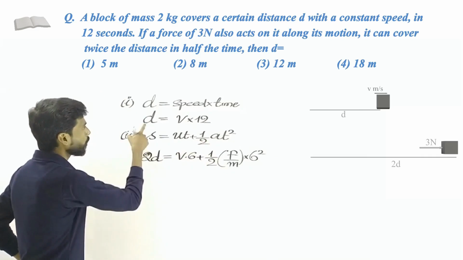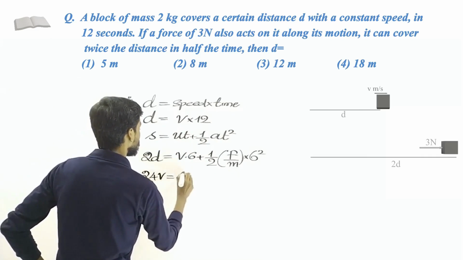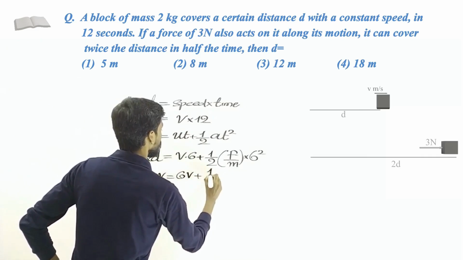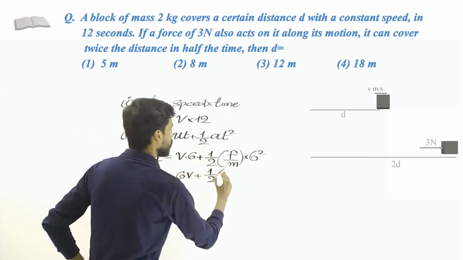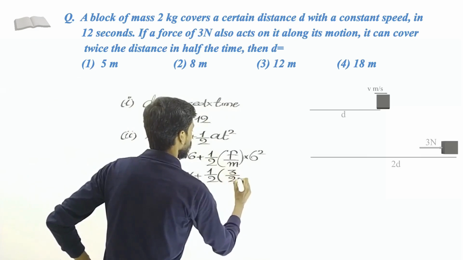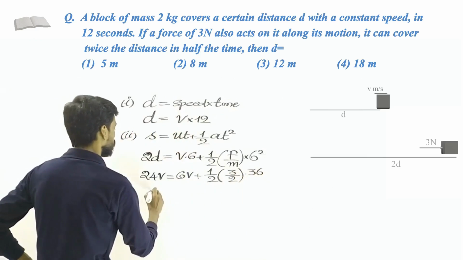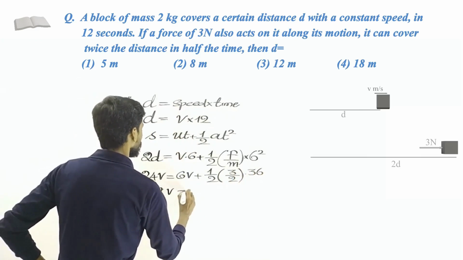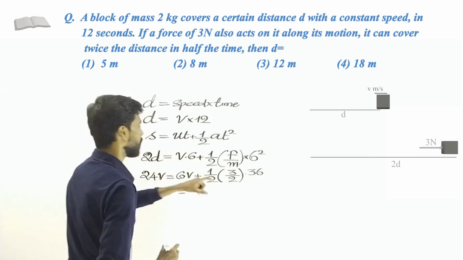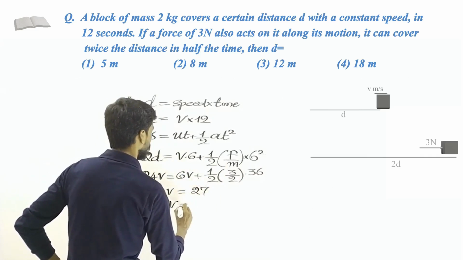So 2d, where d is 12v, that is 24v, equals 6v plus half. What is the force? That is 3 Newton. 3 divided by the mass of the object, which is 2, multiplied by 36. Let us simplify this. So this is 18v, that equals 36 divided by 4, so 9 times 3, that is 27. So this will give you the value of v.